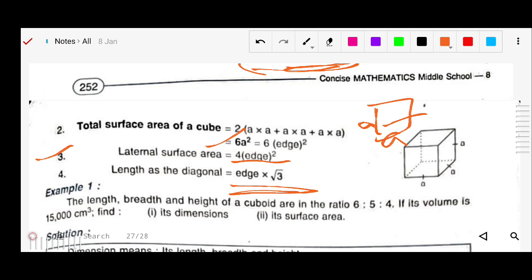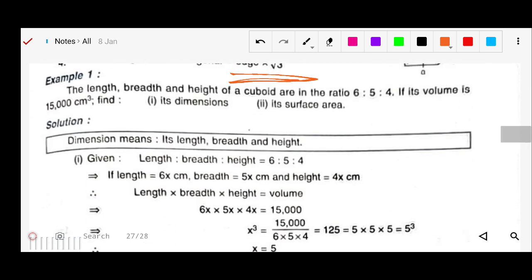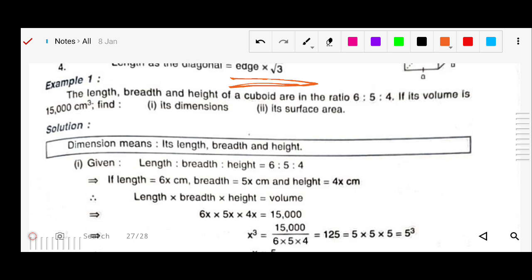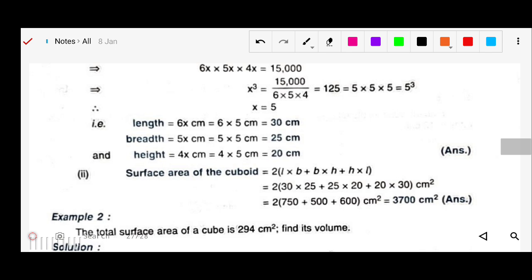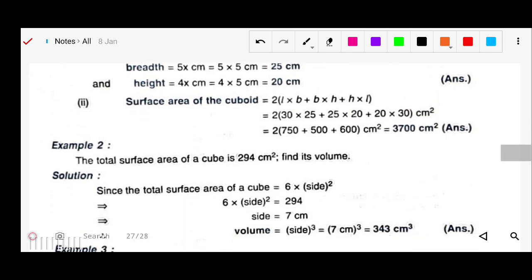All these formulas of the cube and cuboid you have to learn by heart and write down, because we will use them in solving the questions. Now we have some examples, like finding the dimensions. The length, breadth and height of a cuboid are given as 6:5:4. So we have to assume it: let the length be 6x, breadth 5x, height 4x. According to that we will find the value of x, put the value in, and get the answer. So we can get the surface area of the cuboid, right?